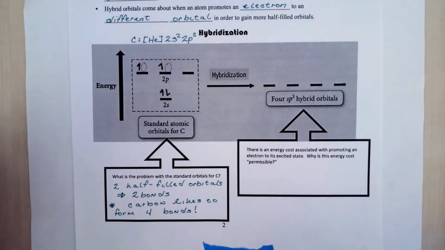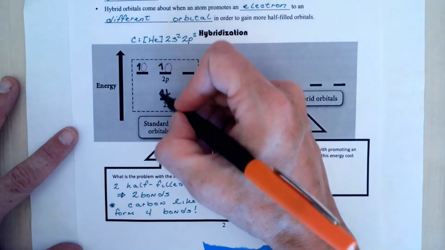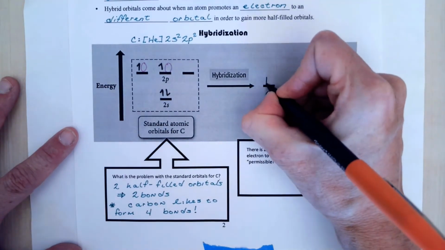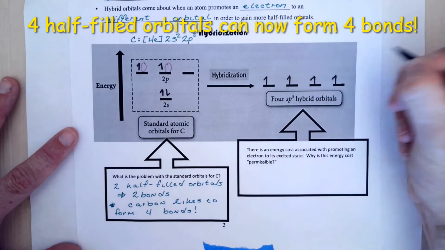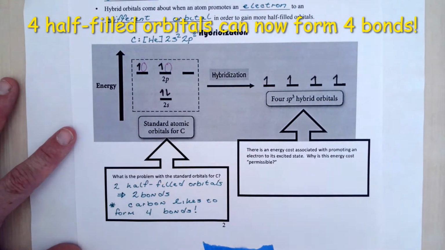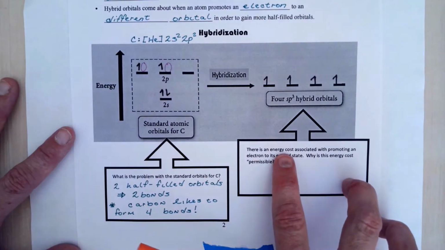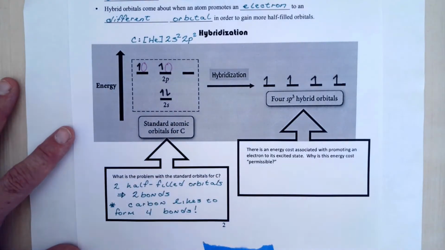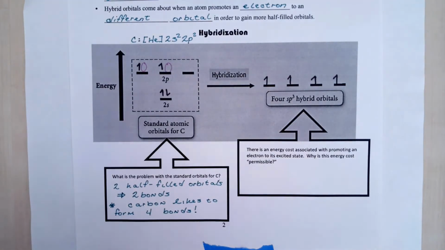So what happens? Hybridization will occur. Carbon's going to take these 4 electrons that were on the 2s and 2p orbitals and now spread them across an sp cubed hybrid orbital. Why is this even allowed? How come you're allowed to just rearrange the electrons like that? There's also an energy cost here, because in order to do this, one of these electrons has to move up to a higher energy orbital. So it's permissible for 2 reasons.